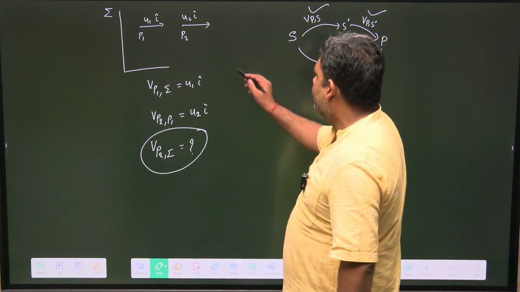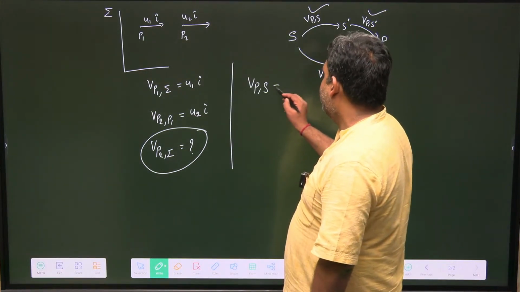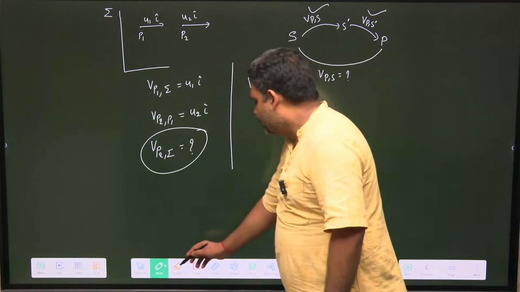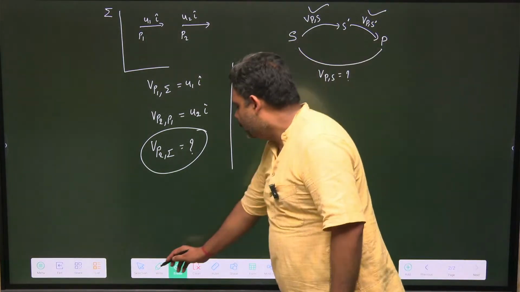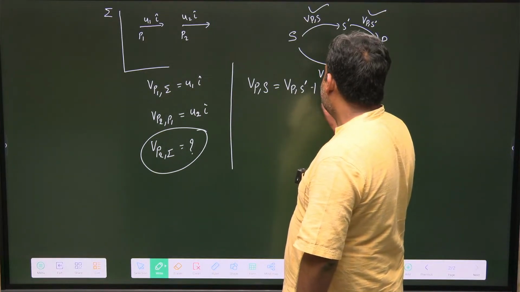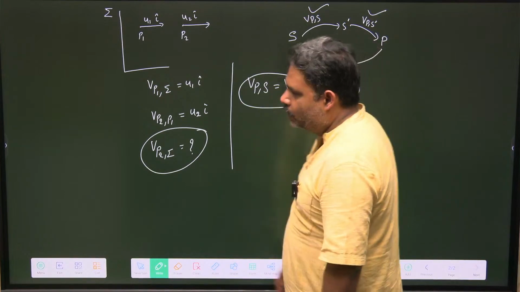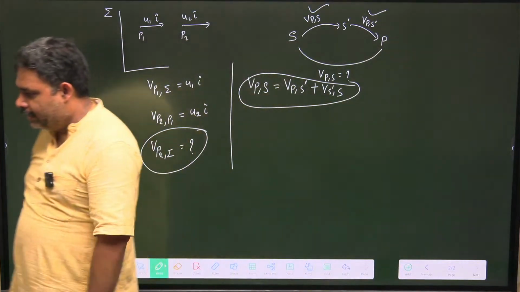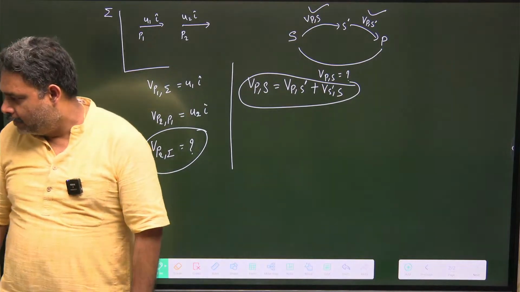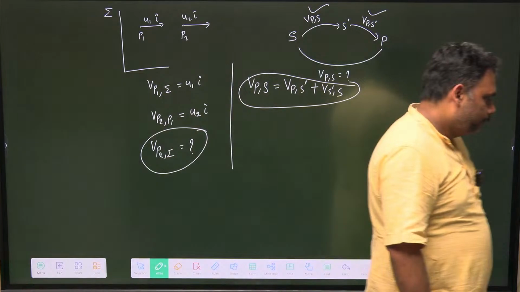Each and every time I will use this, your mother formula: velocity of a particle with respect to S is velocity of a particle with respect to S dash plus velocity of S dash with respect to S. You have to use this particular formula each and every time. Okay? So let us try to go for this particular thing.